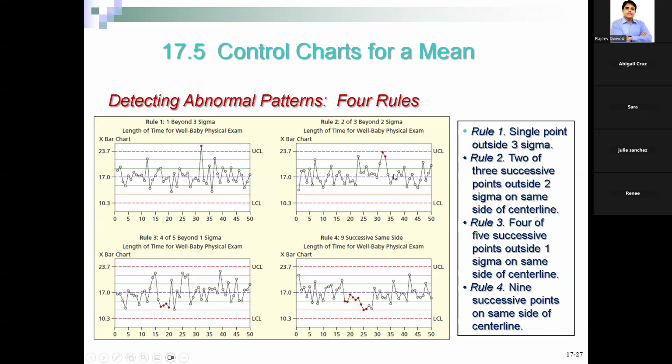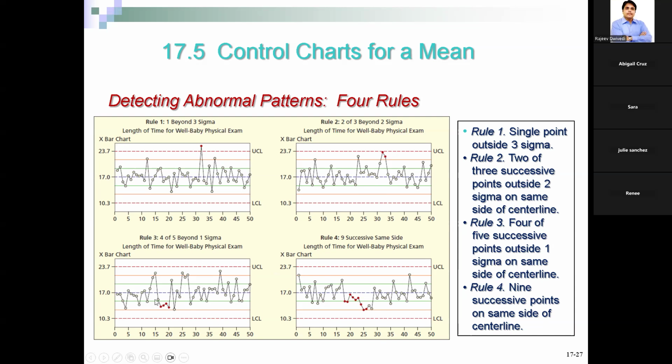Same thing here, look at the second rule: two of three successive points outside 2 sigma. Basically, this line is 1 sigma, this is 2 sigma, this is 3 sigma, and this line is the mean. This is minus 1 sigma, minus 2 sigma, minus 3 sigma. So it says 2 of 3 points, and here you can see successive points. You can say this is also an issue, that the process is not in control.